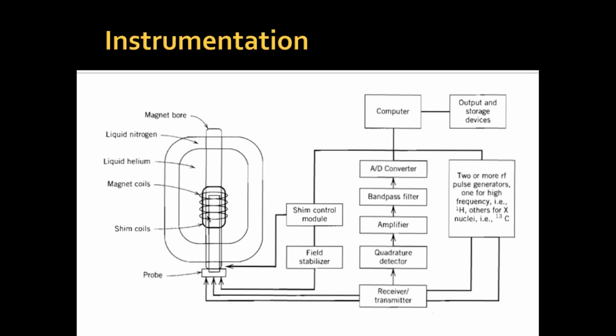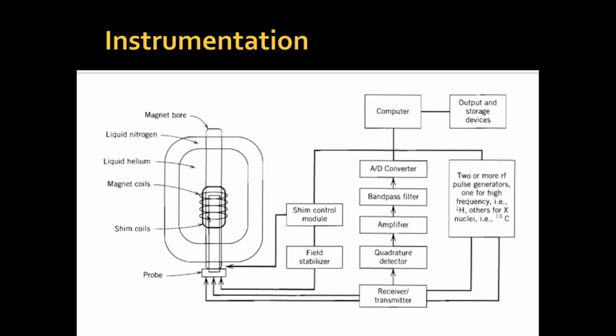What does shimming mean? Shimming of the sample means you are placing your sample in a proper magnetic field, in the right magnetic field. Or, in other words, you are aligning your sample nuclei along with the magnetic field by using shimming coils.